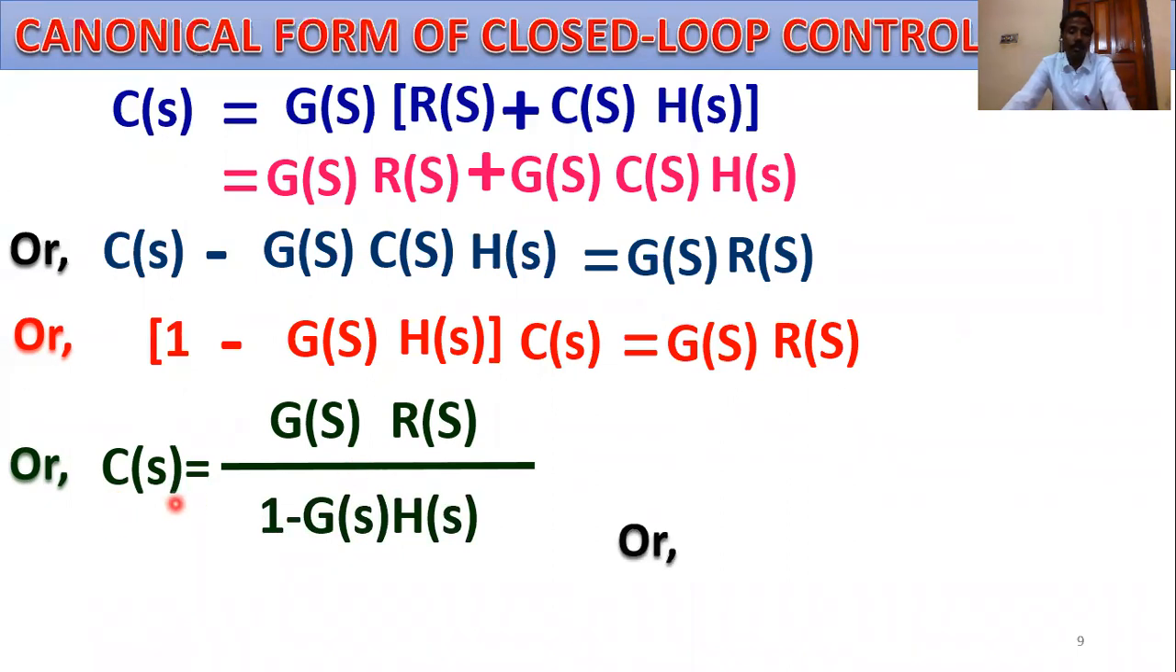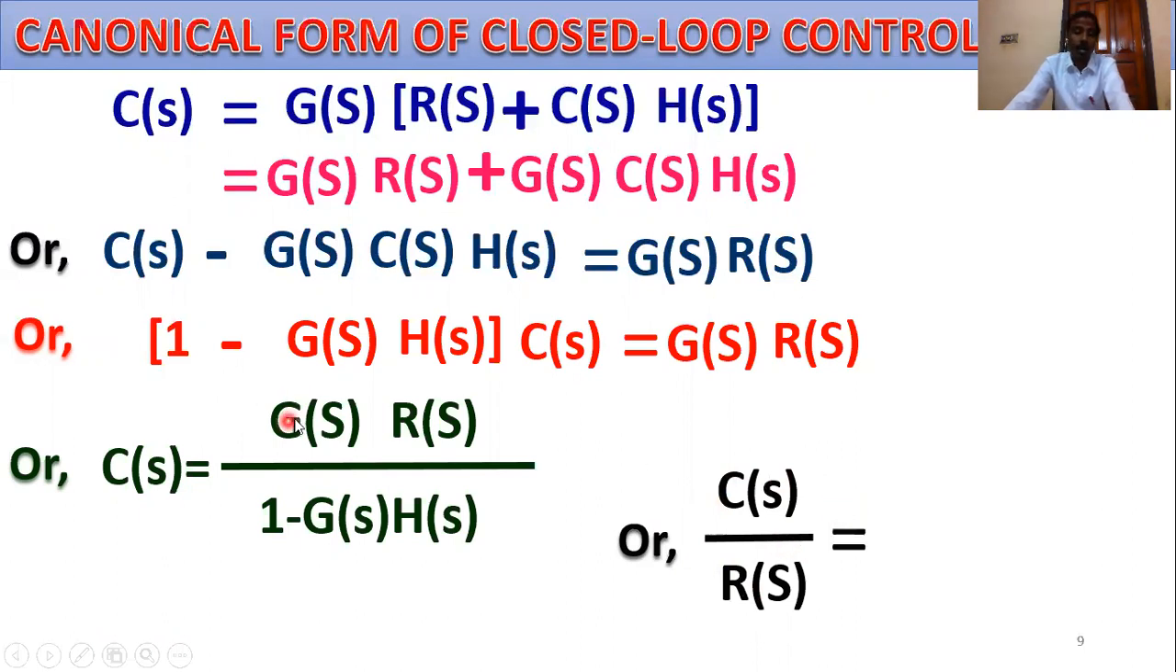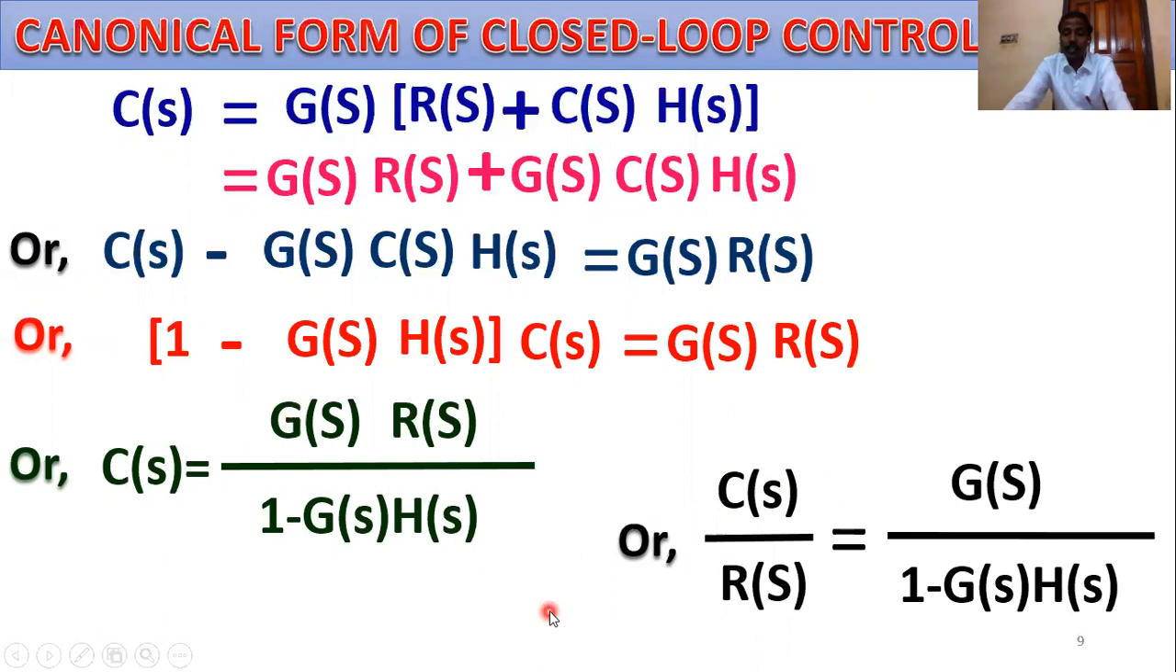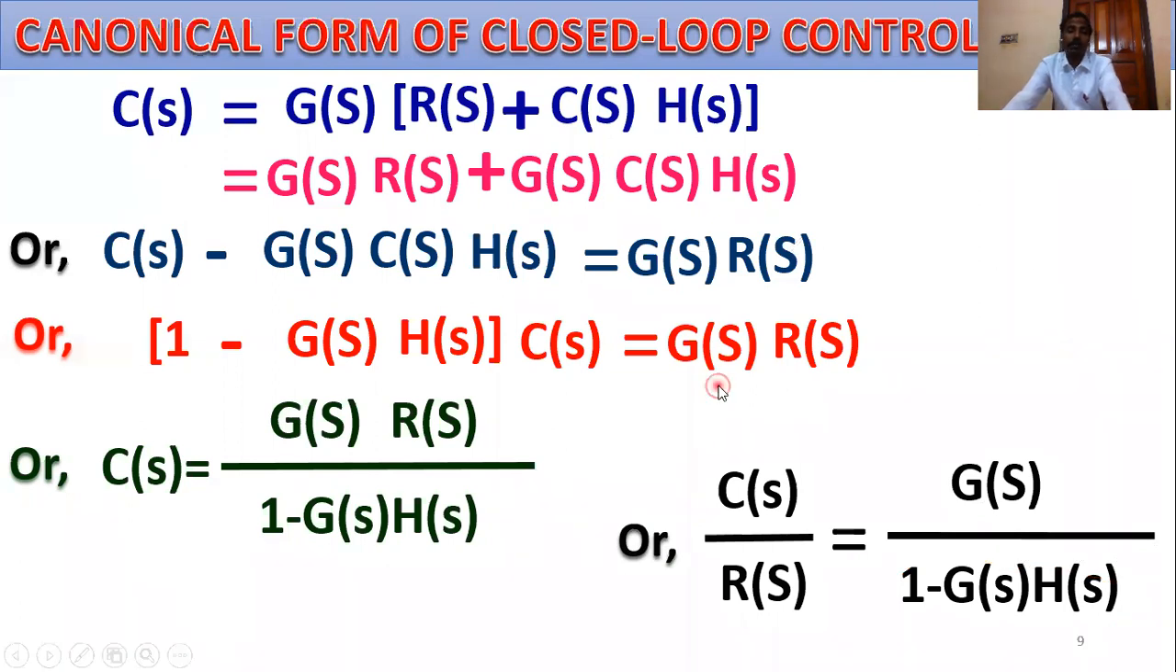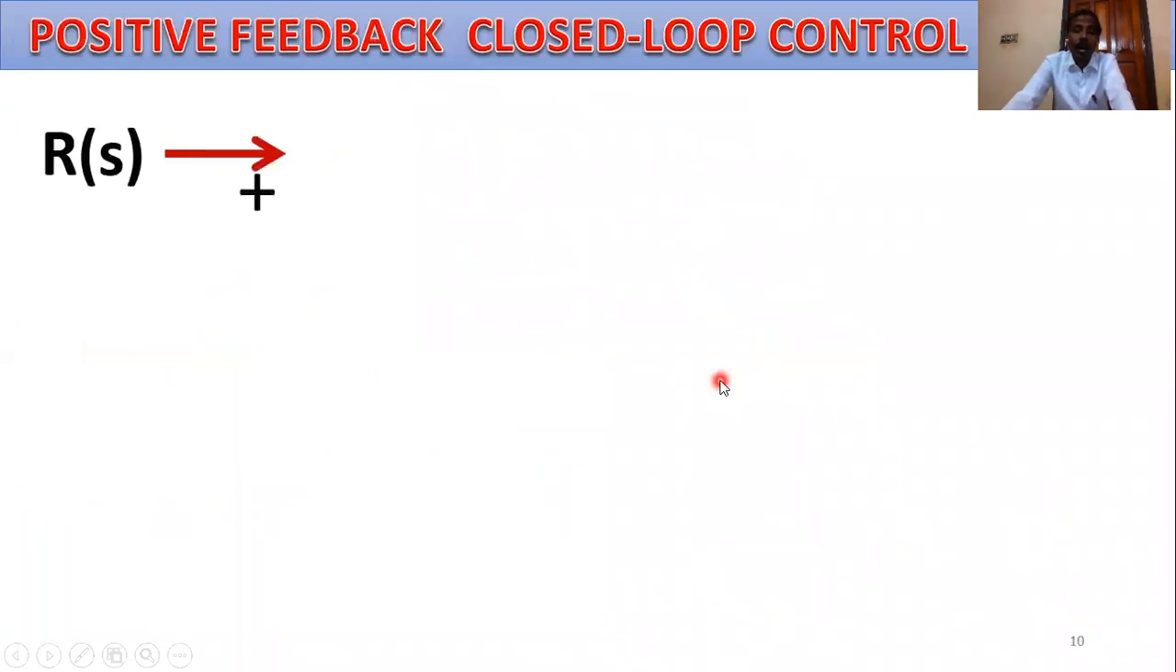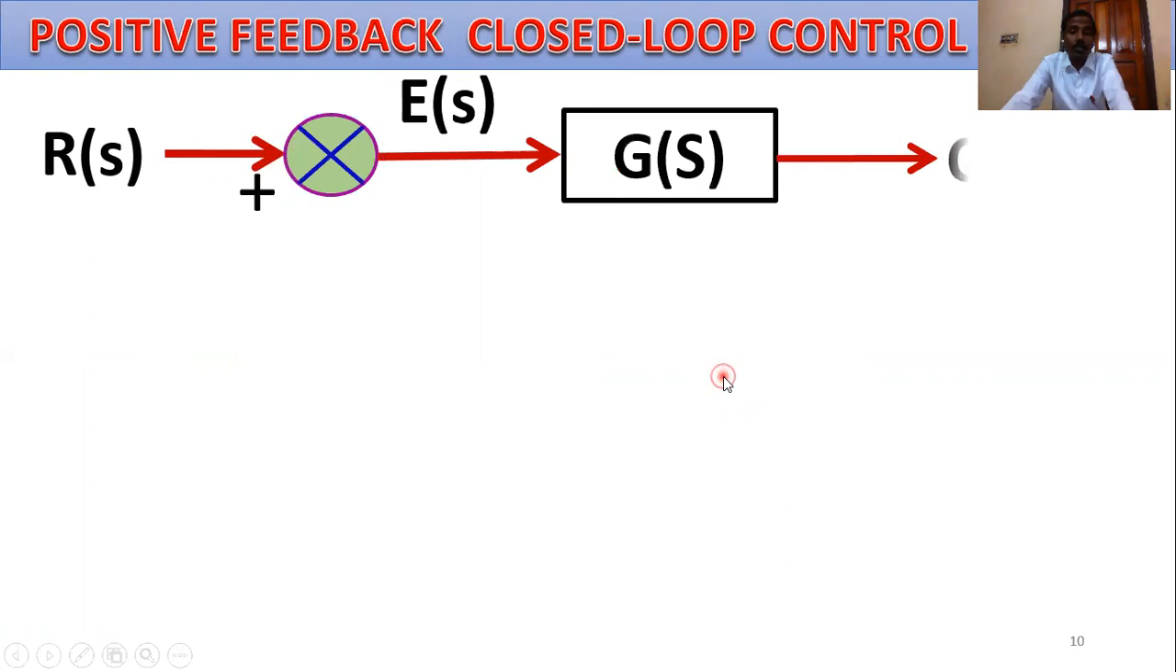Then divide both sides by R(s), and we get the controlled output C(s) divided by the reference input R(s). This is called the overall transfer function, or feedback path transfer function, and it equals G(s) by 1 minus G(s) into H(s). So this is the overall transfer function for closed loop positive feedback control systems, where the denominator term 1 minus G(s) into H(s) equals 0 is called the characteristic equation. And this characteristic equation gives the stability of the system. Then positive feedback closed loop control system. This is the positive feedback control system already discussed.